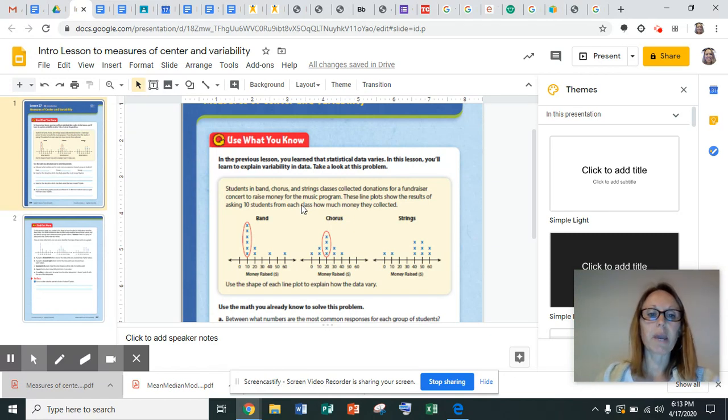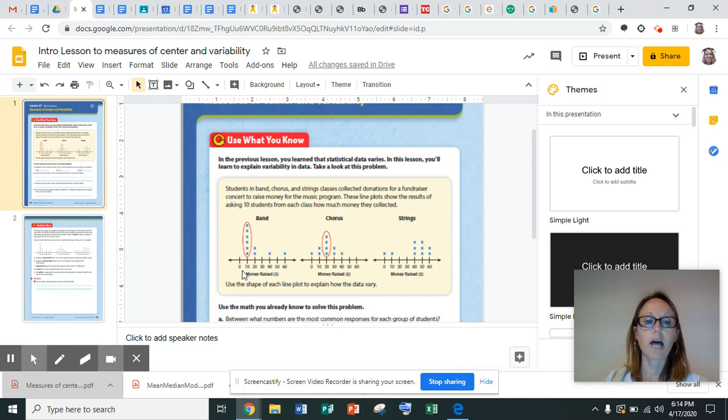So it says students in band, chorus, and strings classes collected donations for a fundraiser concert to raise money for the music program. These line plots show the results of asking 10 students from each class how much money they collected. Okay, so what is this problem about? This problem is about raising money, right? And it's about the different classes. So what information is important? It's important to know that there's 10 students and that there's a band, a chorus, and a strings class. And then what are we trying to find out? We're trying to find out how much money was collected in each class.